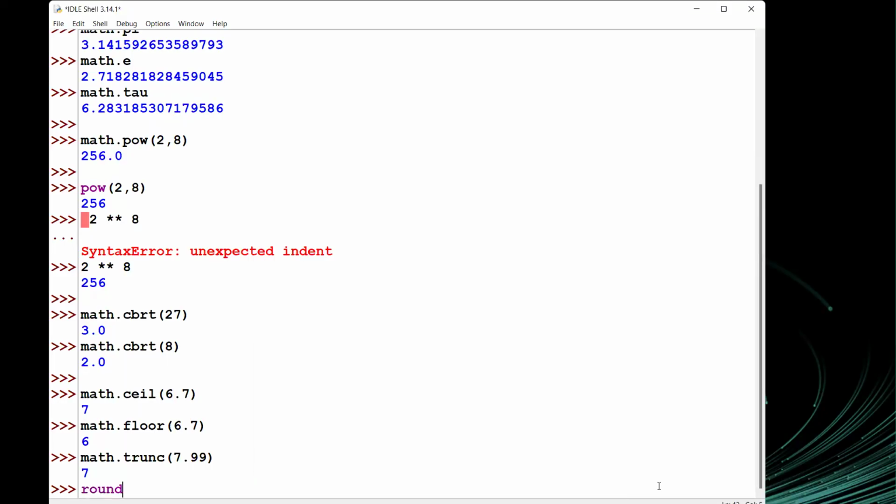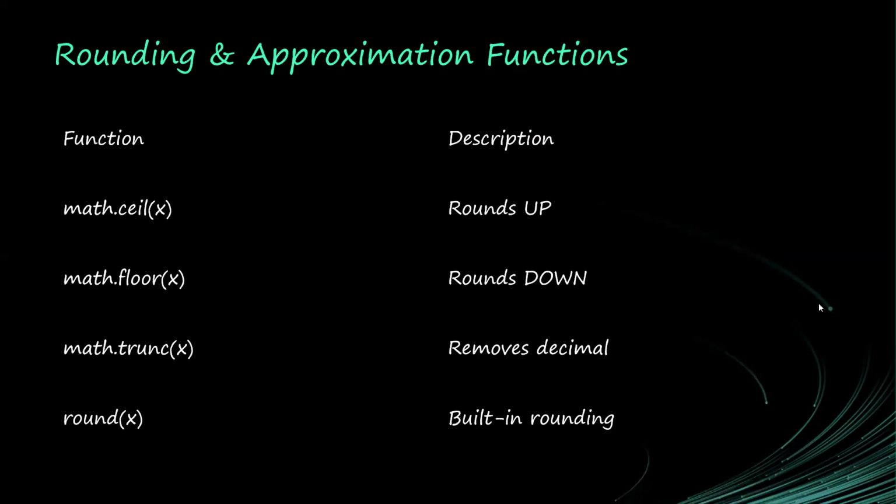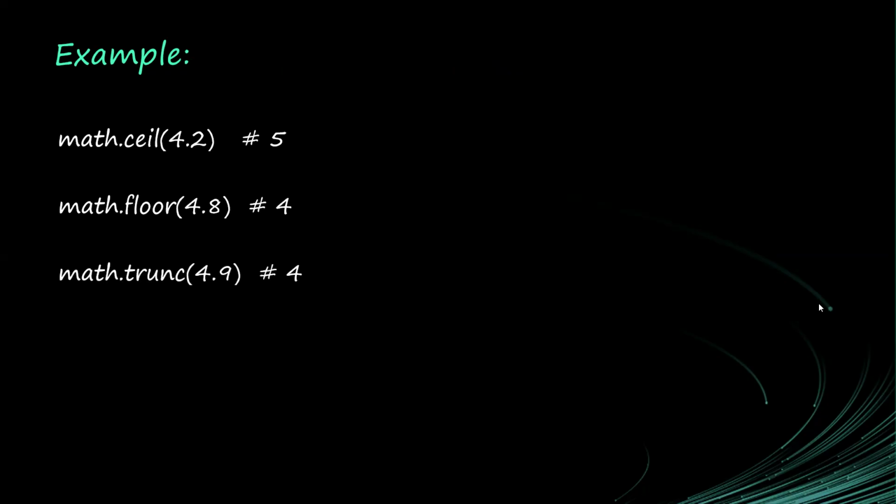If I say round 7.6, it will round it to the nearest whole number. Okay, so these are a couple of rounding and approximation functions. So practice with them. You can see math.ceiling 4.2 will give us 5 because it's rounding it up to the nearest, highest whole number. And math.floor reduces it to the floor. 4.9 is truncated to just 4.